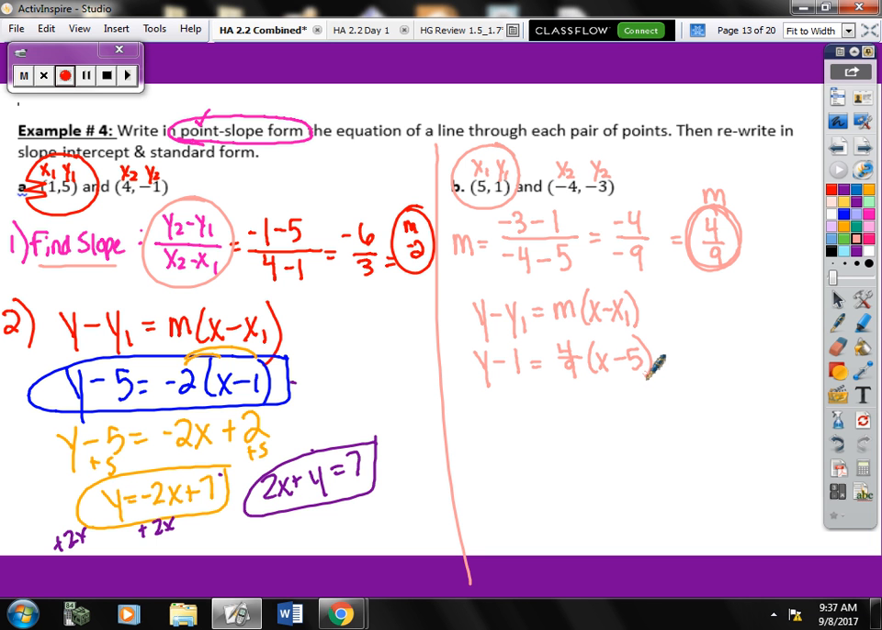And that's part of my answer. That's one of the answers they wanted. So y minus 1 was 4/9 times x minus 5. Again, rewriting this into slope-intercept form, we're going to have to distribute. So this will become 5 over 1, and we'll get 4/9 x minus 20/9. And I'm going to add 1 to both sides.